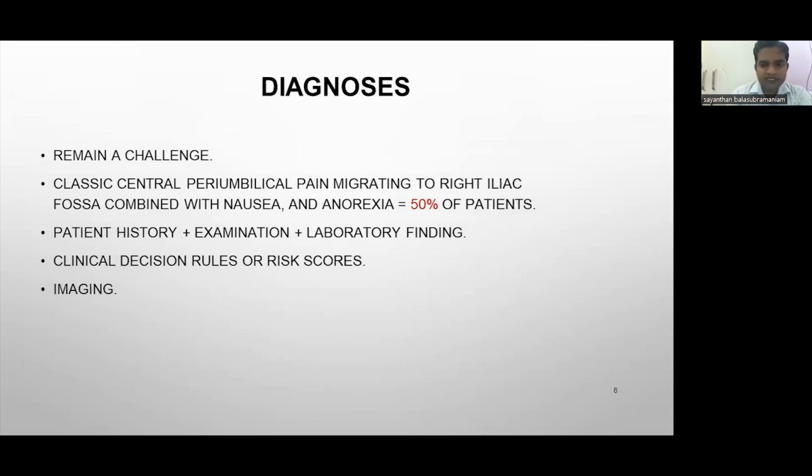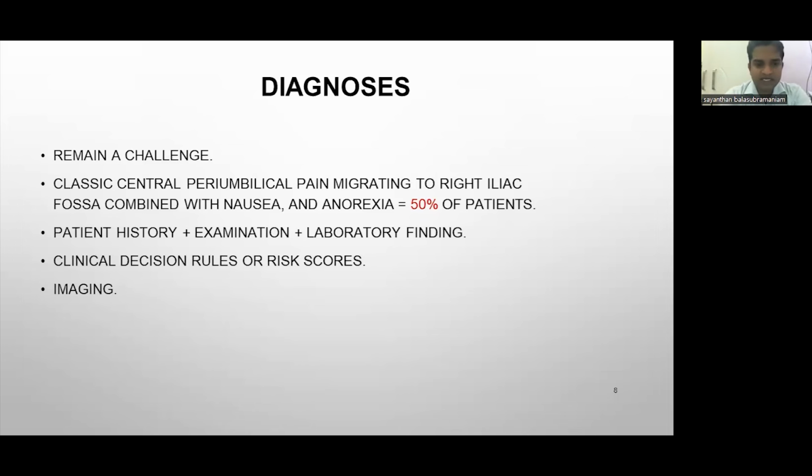So, diagnostic challenges. Why is it difficult to diagnose? Because the classical periumbilical pain migrating to the right iliac fossa, combined with nausea and anorexia, is found in only 50% of patients. The other 50% will present with different signs and symptoms. I will show you in the following slides.